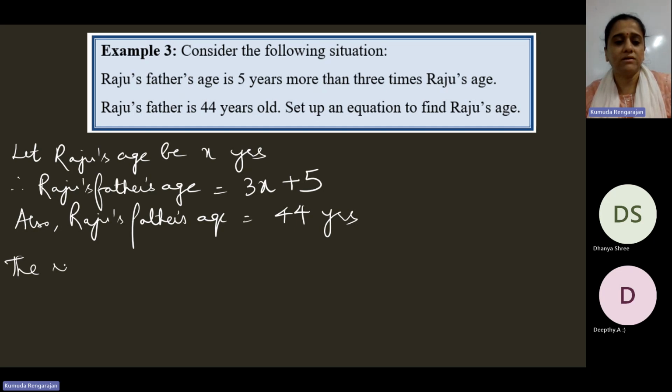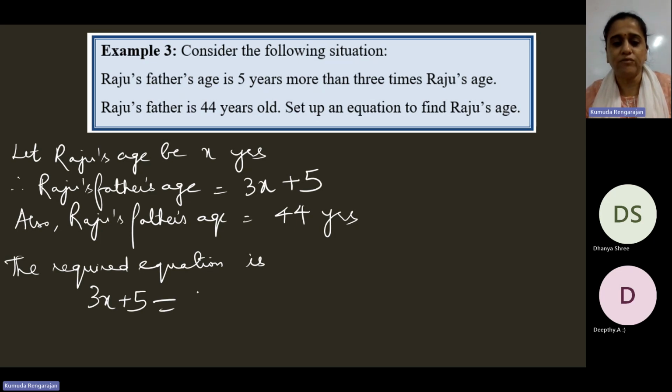The required equation is 3x plus 5 is equal to 44. Correct? And when you solve this, you can find x, which is Raju's age.